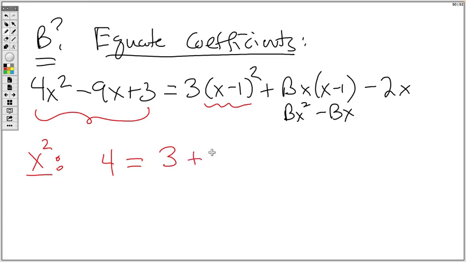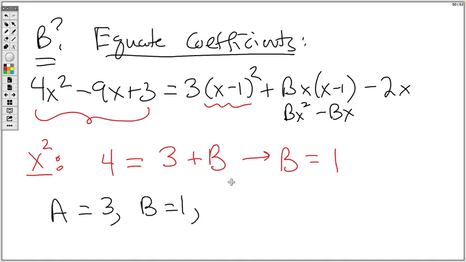I'd get bx squared from there. Do I get any x squareds from here? No. So this will tell me that b is what? 1. And now I'm all set. I got my a is 3, my b is 1, and my c is -2.